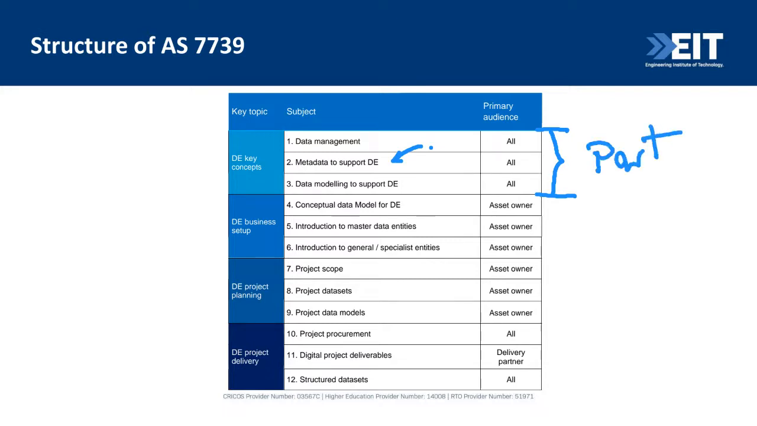AS 7739. By the way, part 2 is under development, and also the business setup, project planning, and project delivery. They are all in the publishing process. And by the way, at the end of this year they will hopefully be published, and also in Australia we will have a national standard about digital engineering, which is also good news for the project.